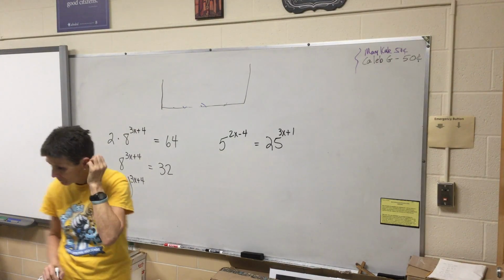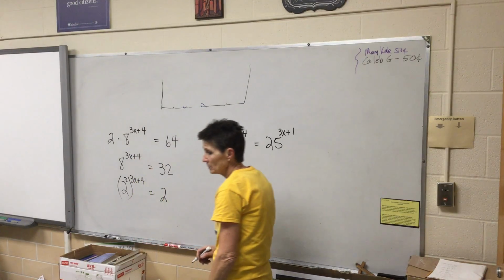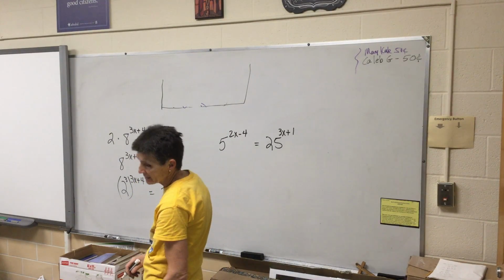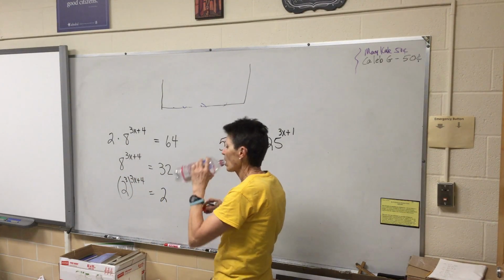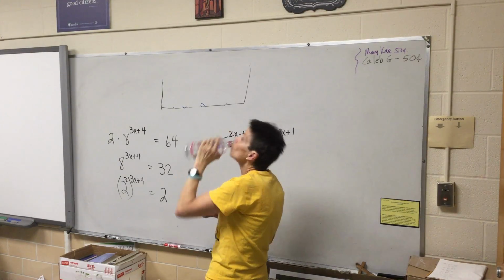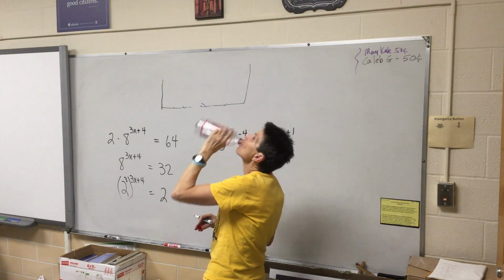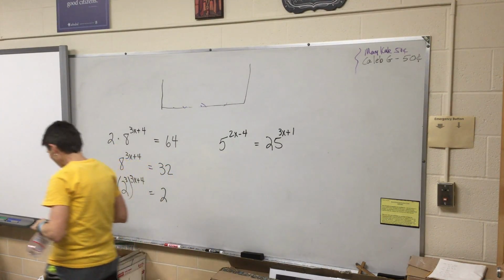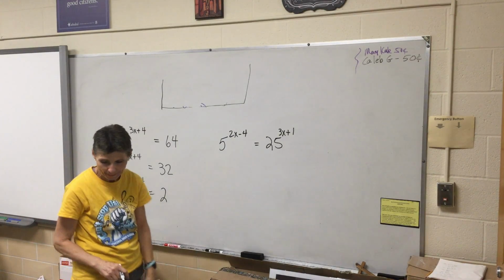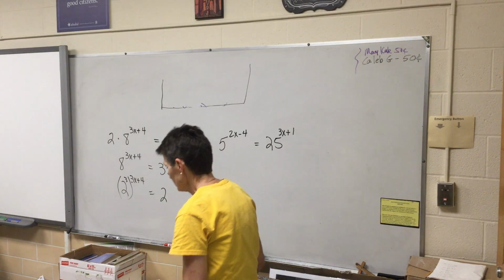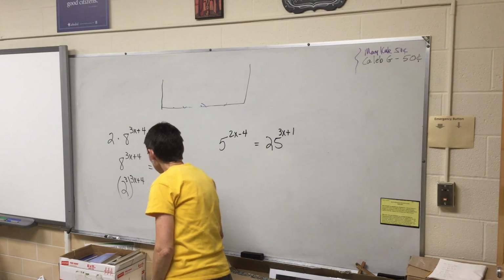Now you have to be able to do the same thing with 32. How many 2s does it take to get 32? Is it 4? No. Figure it out, you've got to think about it. There's 5. Okay. It's 2 to the 5th.